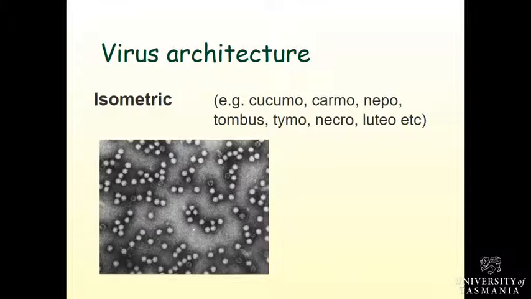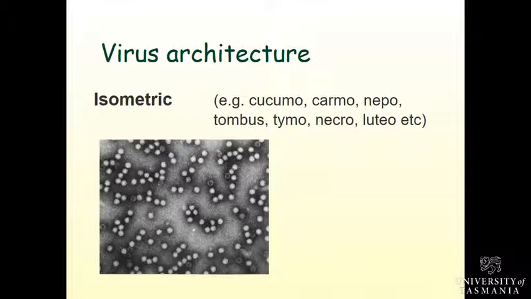Isometric is the other very common virus type. These are little balls, or in reality, little icosahedra. The number of faces on those icosahedra does vary with the virus type, but don't worry about that. You've got smaller viruses with fewer faces and larger viruses with more faces, but essentially they are ball-like. Again, a whole bunch of different genera have these spherical or icosahedral structures.